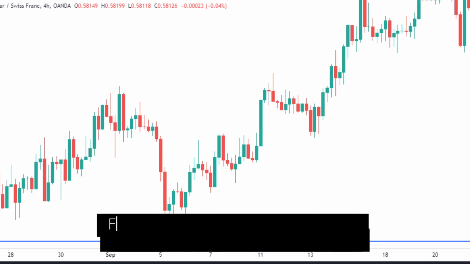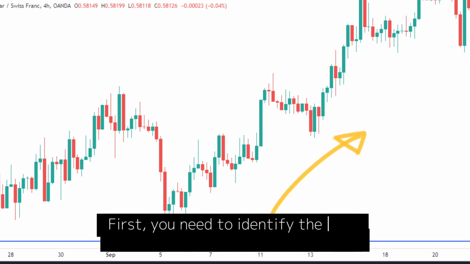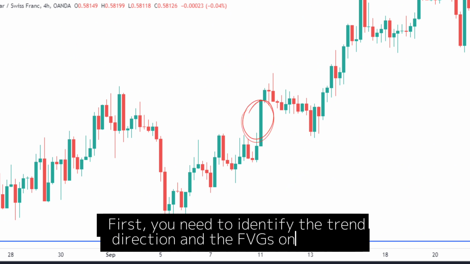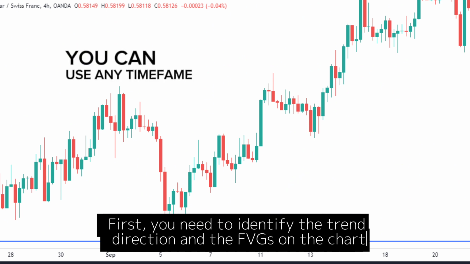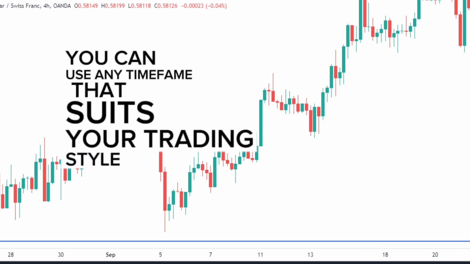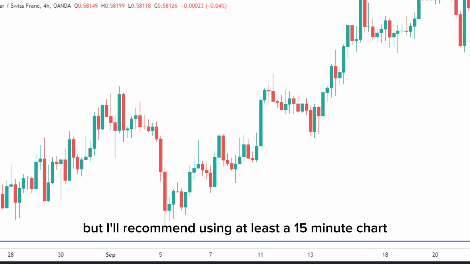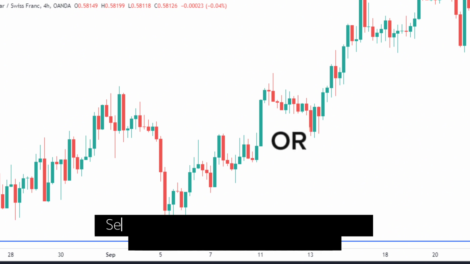Here is how the strategy works. First, you need to identify the trend direction and the FVGs on the chart. You can use any time frame that suits your trading style, but I recommend using at least a 15-minute chart or higher for better results.